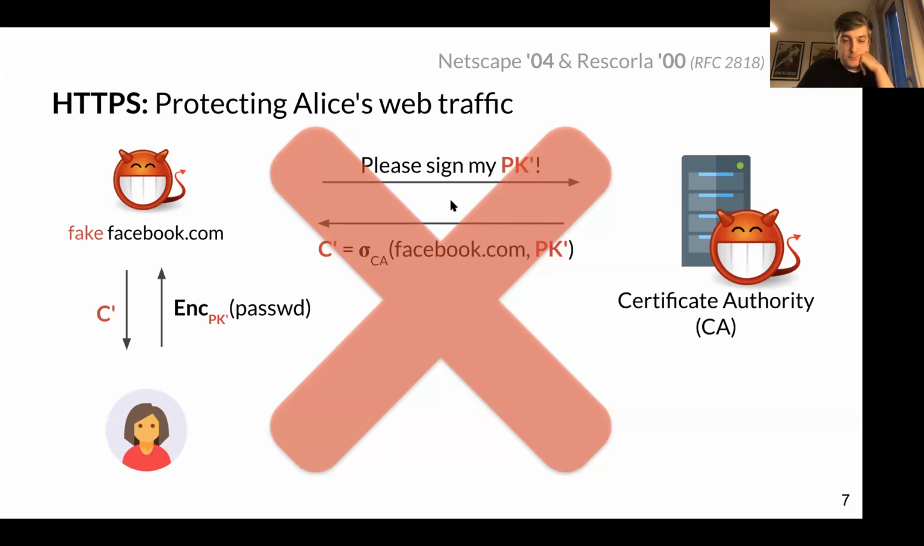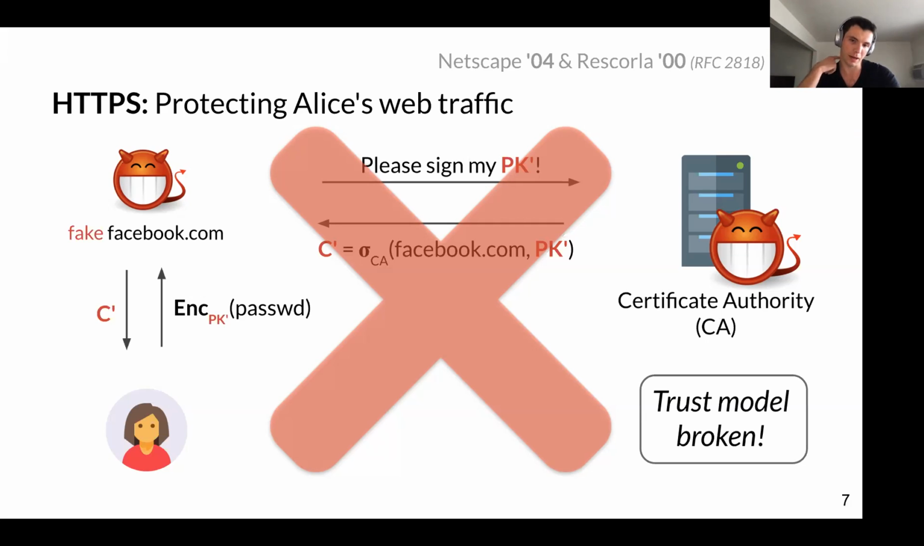Yeah, good. And he can get himself a fake certificate for Facebook.com. And when the attacker gives this fake certificate to Alice, Alice checks the signature on it, the signature checks out, and because Alice trusts that the CA is honest and not compromised, she will encrypt her password to this public key, which is actually the attacker's public key, and now Alice's password was stolen.